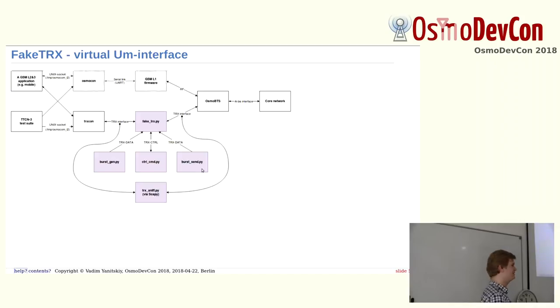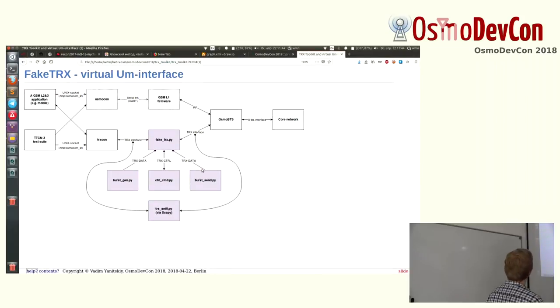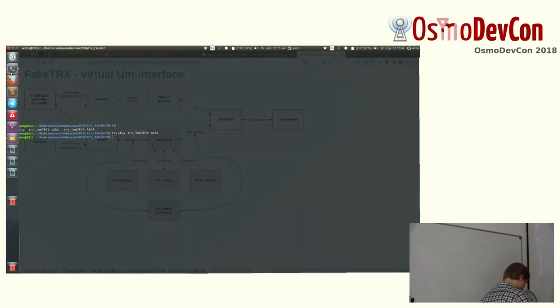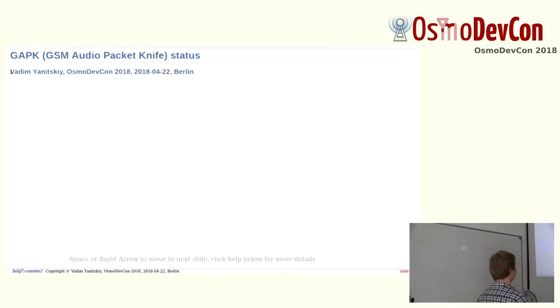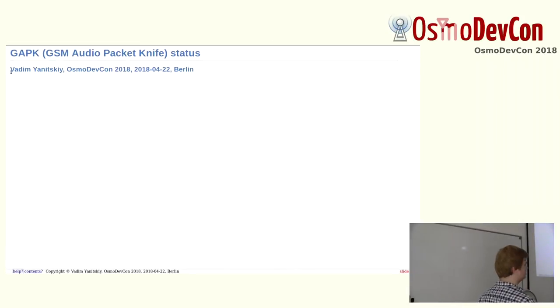Any more questions? So if I have some time, I would try to put in one more small talk, and it is about the GSM Audio Packet Knife. Because it's also a little bit related to the work we did. Yeah, it's because I used this in the OsmocomBB project, and there was some discussions about transcoding in the media gateway, so probably it would help someone, I hope.